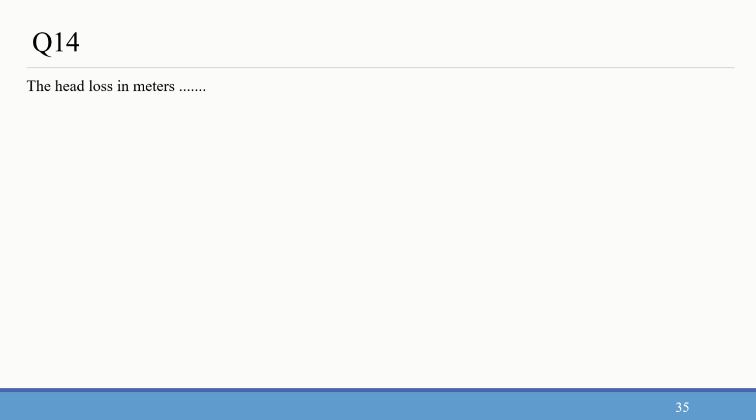Now for question 14, what we have is head loss in meters is dash. So HF is equal to delta P by rho g. So delta P we calculated in the last slide as 8672.04, divided by rho, which is 1000 here, and g is 9.81, so that gives us 0.884 meter. So HF is 0.884 meters.